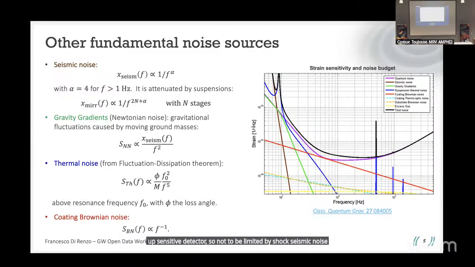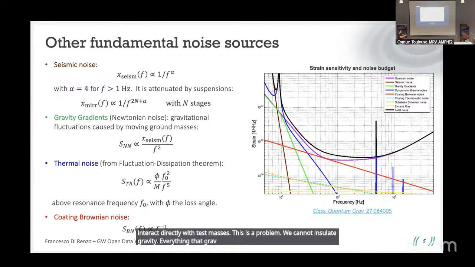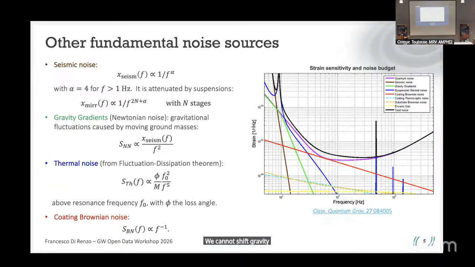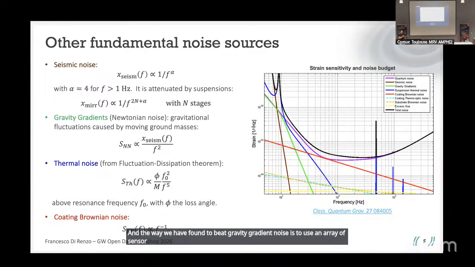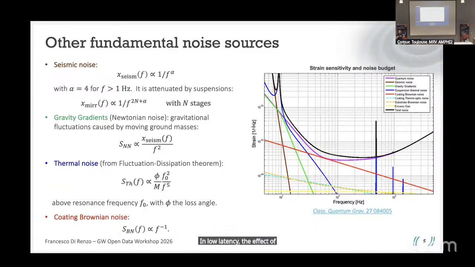Another form of noise, which is more subtle, is gravity gradient noise. Fluctuations in the density around the detector, in the ground but also in the atmosphere, interact directly with the test masses. This is a problem. We cannot insulate gravity; everything gravitates, we cannot shield gravity. We know that. And the way we have found to beat gravity gradient noise is to use an array of Newtonian sensors, an array of gravity sensors, and subtract in low latency the effect of varying density around the detector.